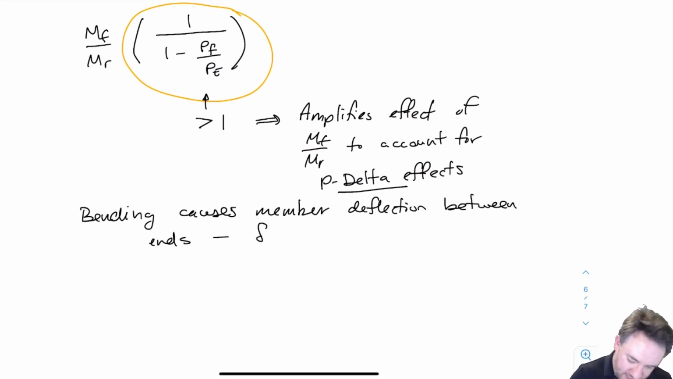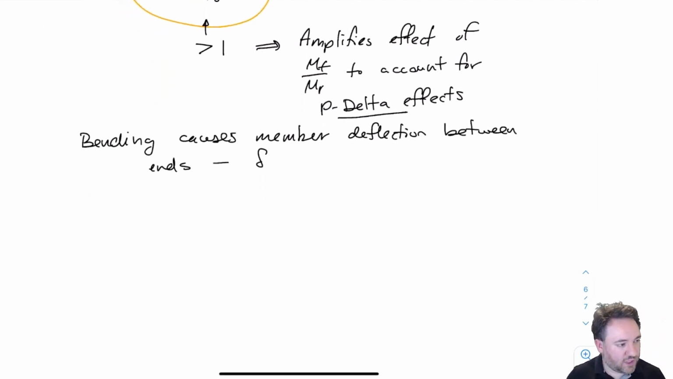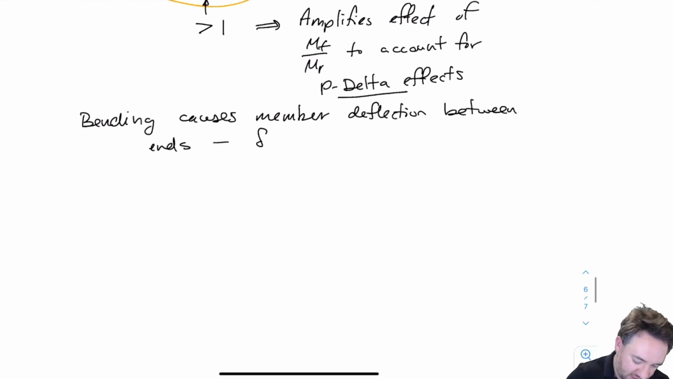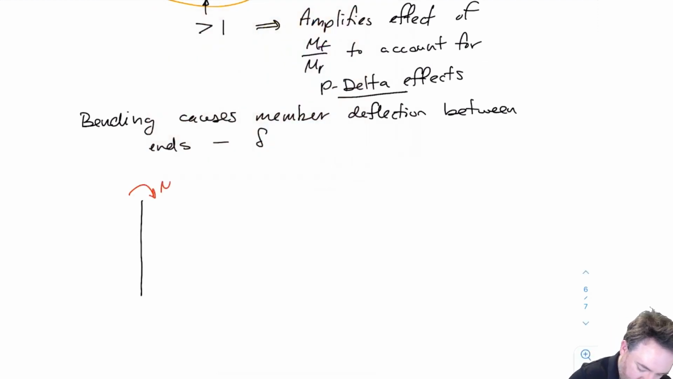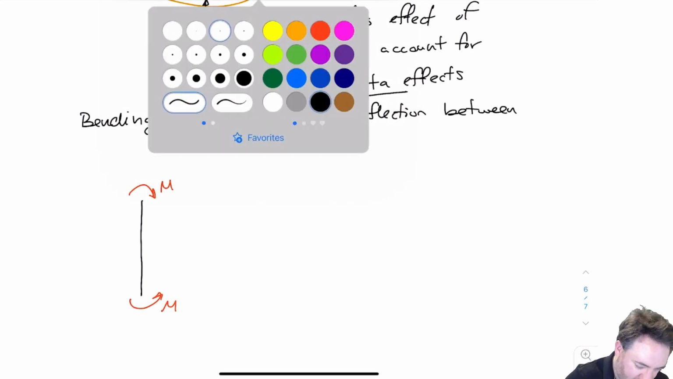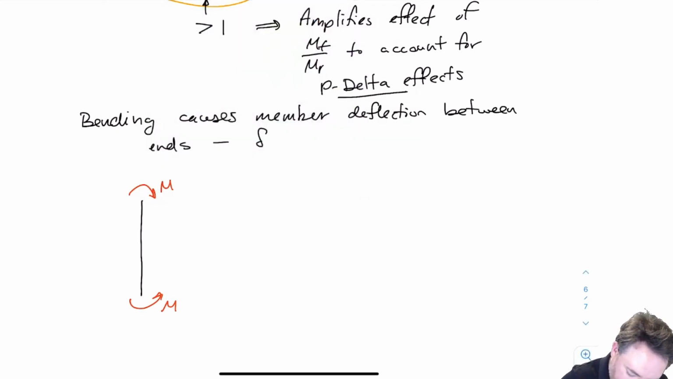So whenever we have bending in our member, we are going to have some deflection between the ends. And the worst case of that looks something like this. So I have my member, I have an applied moment. Let's forget about the axial loads for now. Just I have a moment. If I apply a moment like that, then I'm going to get a bending. And that bending is going to have some shape, something like this.